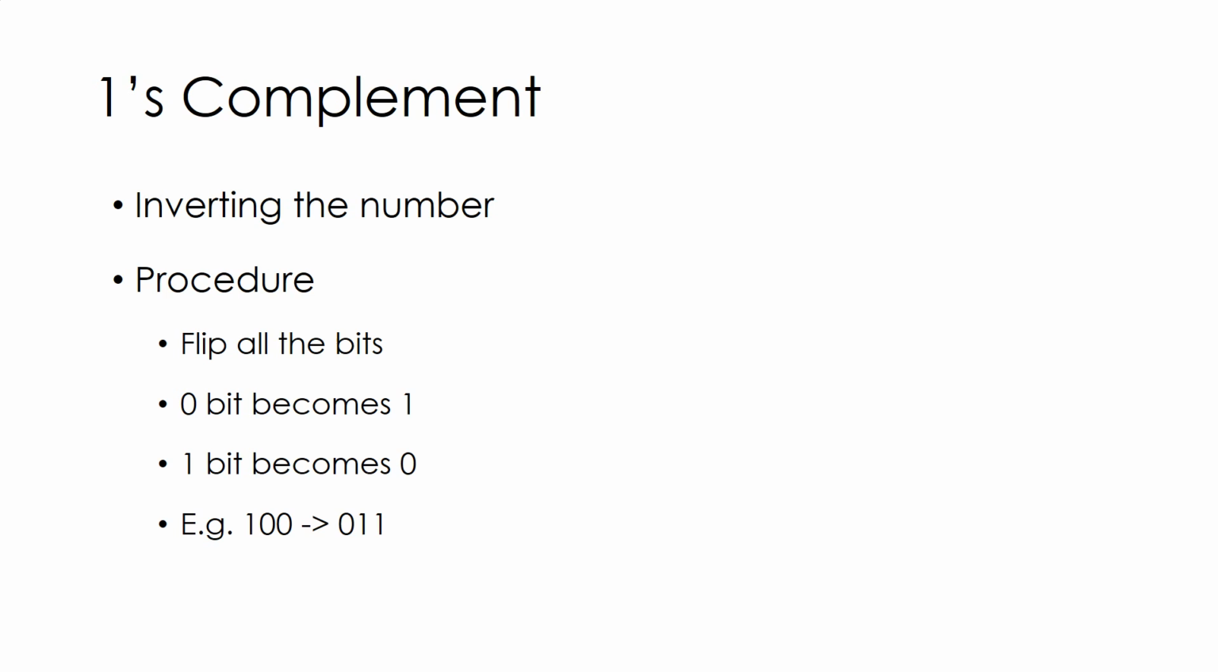What is 1's complement? 1's complement is nothing but inverting the given binary number. So what is the procedure? It's very easy. You just need to flip all the bits. For example, if the bit is a 0, make it 1. And if the bit is 1, make it 0. So the number 100 could be turned into 1's complement as 011.